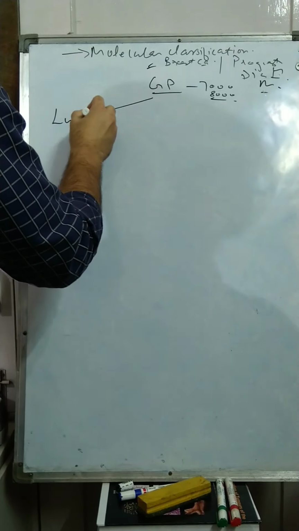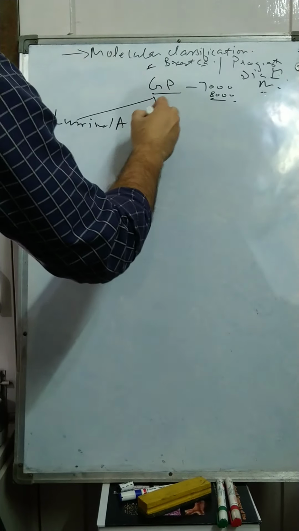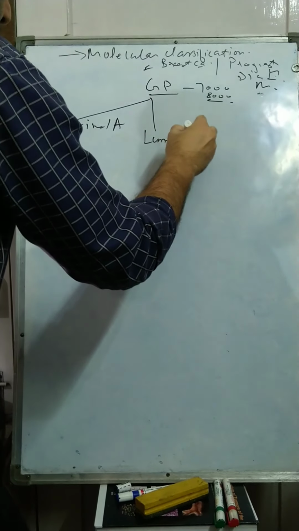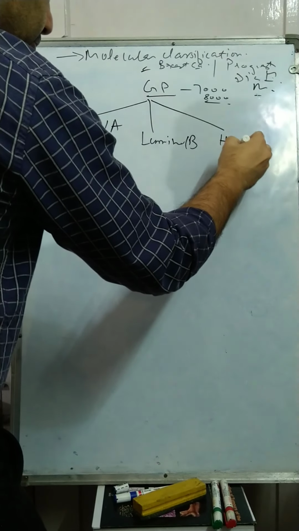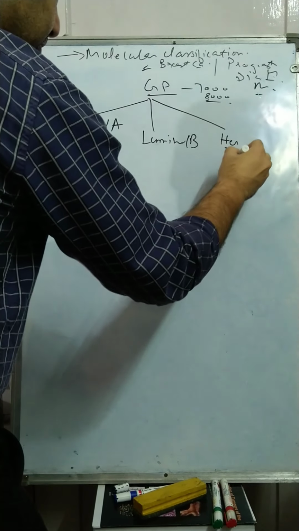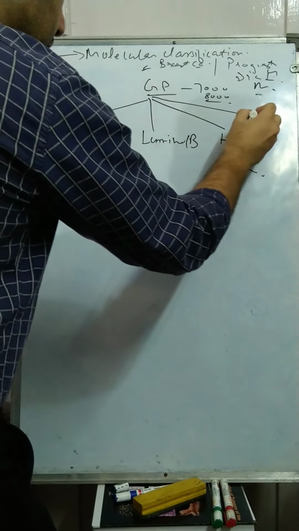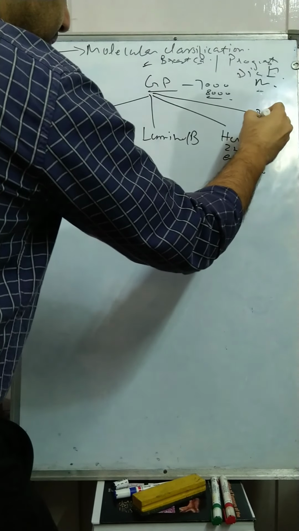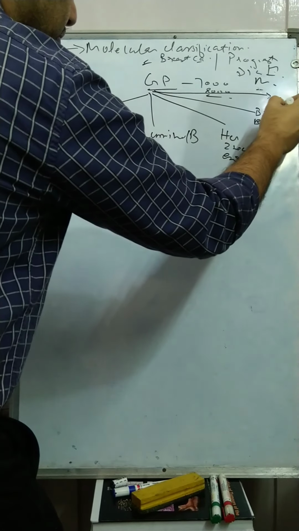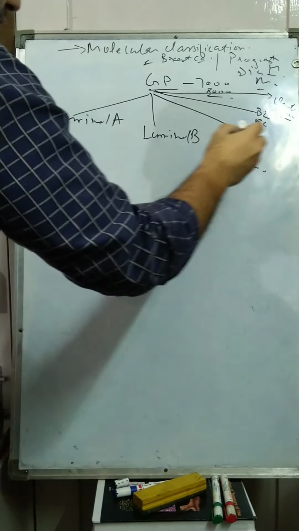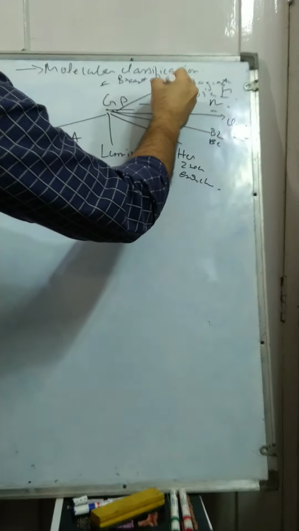First one is luminal A, luminal B, HER2 neu enriched, basal-like breast carcinoma, Claudin low, and there was another subcategory which was like normal breast-like, which I am going to discuss later.